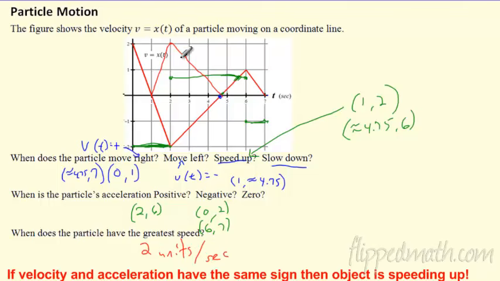So double check when it says speed. I don't care about positive or negative. In this case they're the same, but you have to check them both. Holy cow, I talk fast.